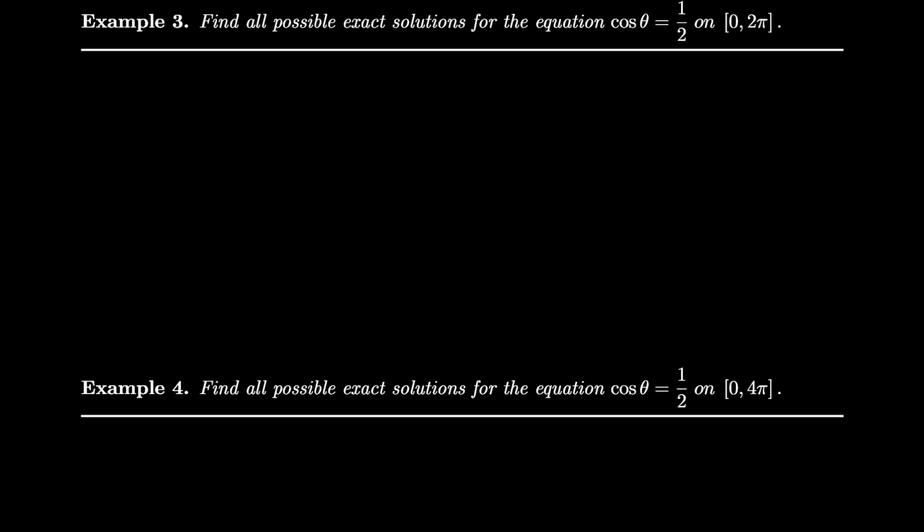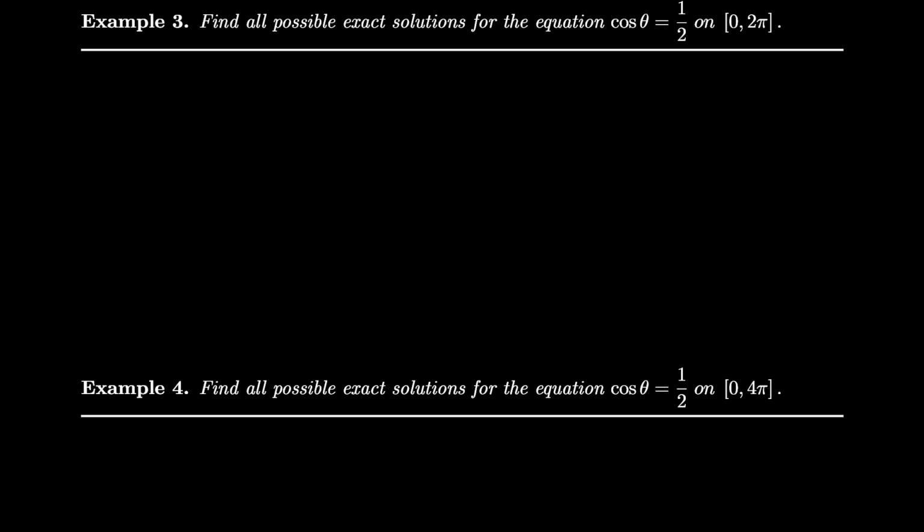Next, examples 3 and 4. Example 3 says, find all possible exact solutions for the equation cosine theta equals 1/2 on 0 to 2 pi. So this is what you're used to. Notice that in this example you also include 2 pi again. So 0 and 2 pi, that same point. After 0 revolutions and after 1 revolution, they're both included. It doesn't matter in this case.